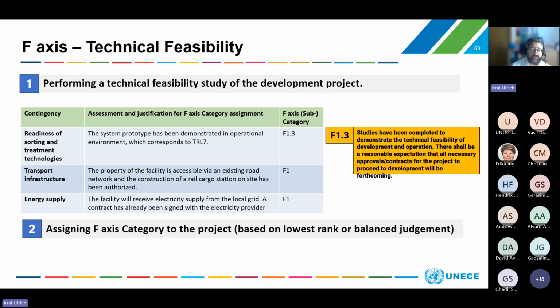The same is for transport infrastructure. So you have to assess if the transport infrastructure is already in place or if it's under development, if you have all the commitments, if the community close by, for instance, allows you to build this transport infrastructure and so on. In this case, this is an F1, same is for energy supply. So you could imagine everything that has to deal with the technical feasibility is put into this major criteria, technical feasibility. It's the same here. As already mentioned, you try to find these justifications that correspond to the categories. You select a category and that's it.